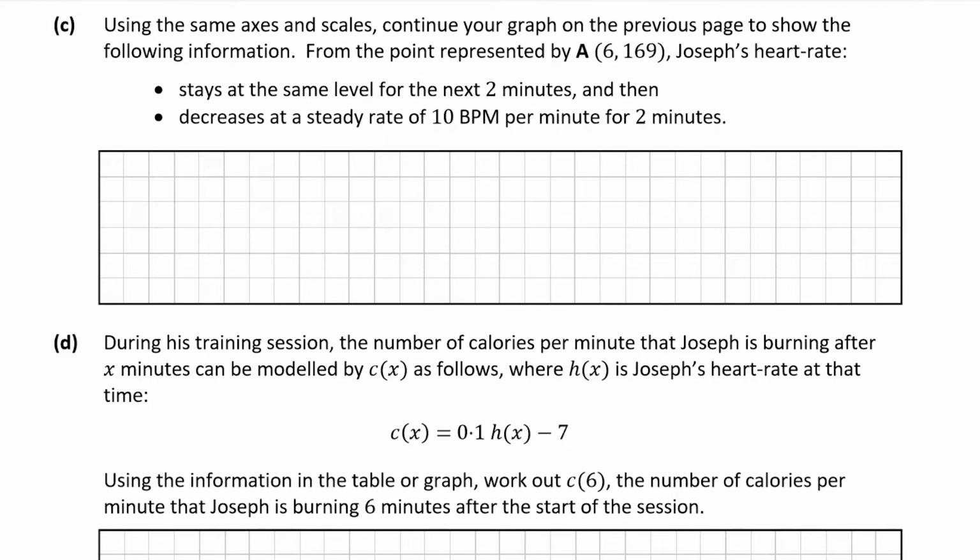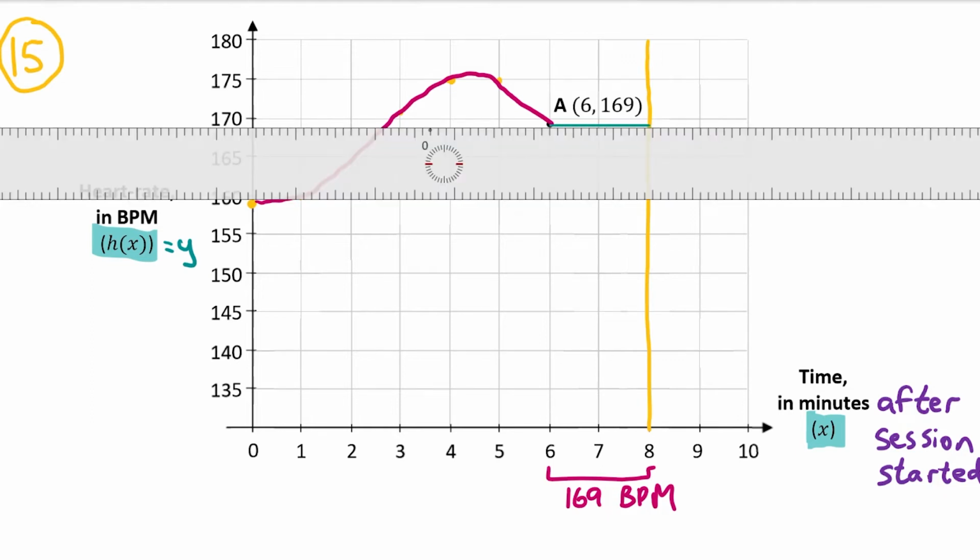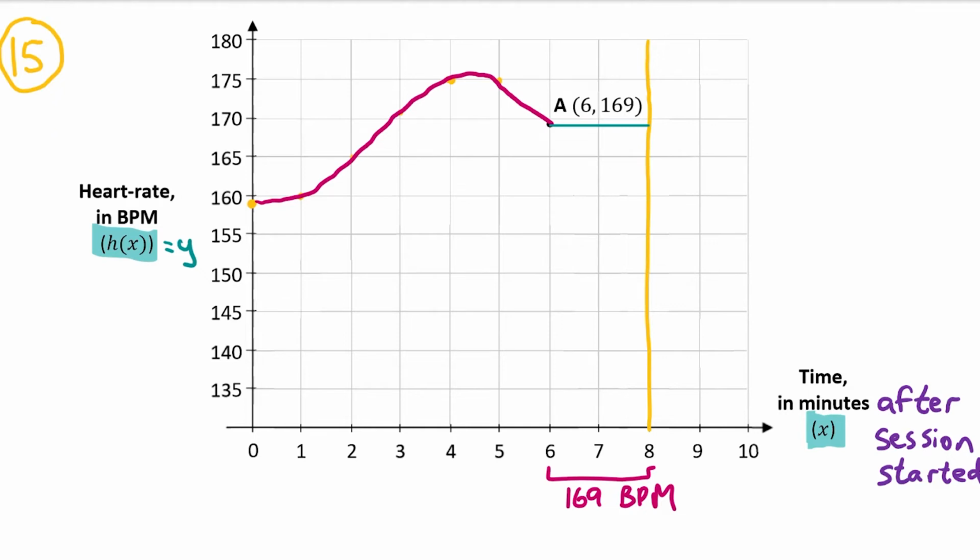So I'm going to do the first part first, which is staying the same for the next 2 minutes. So Joseph's heart rate at the coordinate A is 169 beats per minute. So it's asking us to stay the same for the next 2 minutes. So that means between 6 minutes and 8 minutes, Joseph's heart rate is going to stay at 169 beats per minute. So I can draw a straight line across from where coordinate A is to where it would meet the 8 on the x-axis, which is going to be along this line here somewhere. And now I'm going to get my ruler and draw a straight horizontal line across from A to where it would hit that yellow line, which is right there. And now I can erase my yellow line.